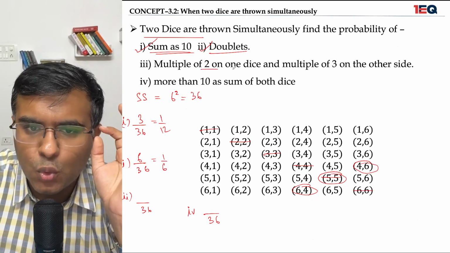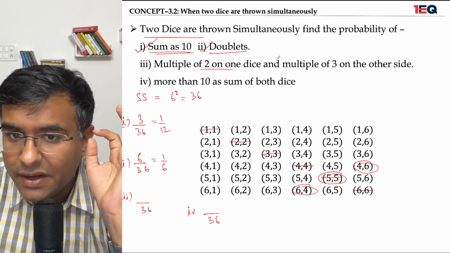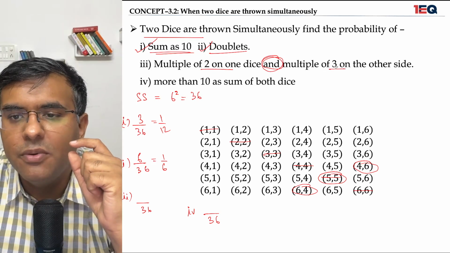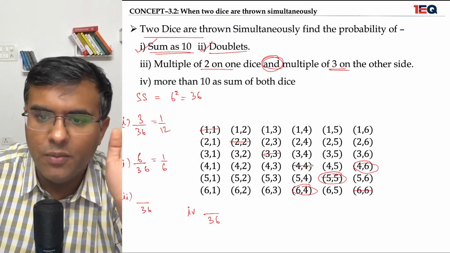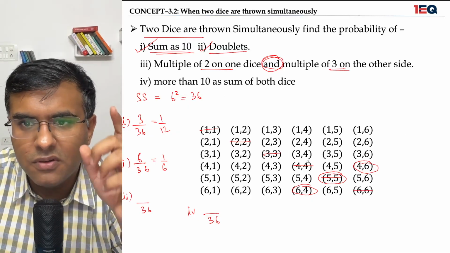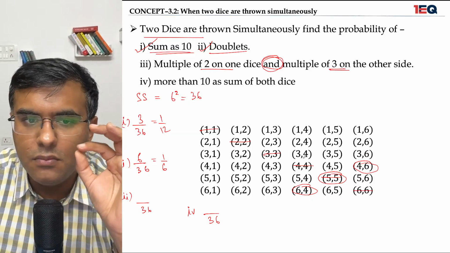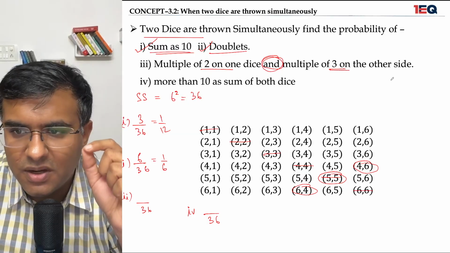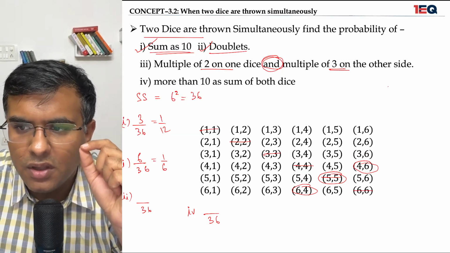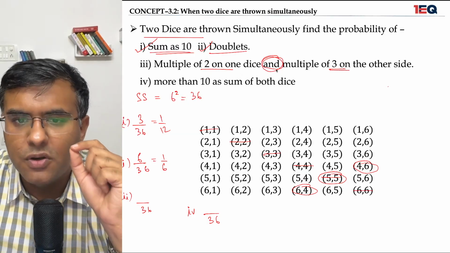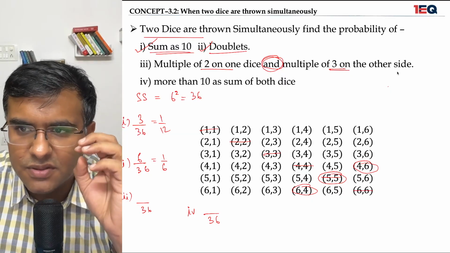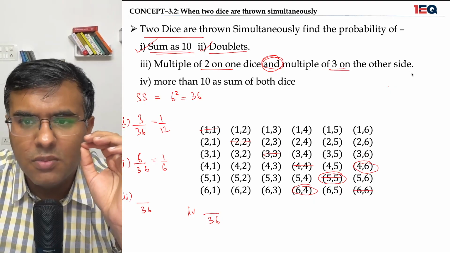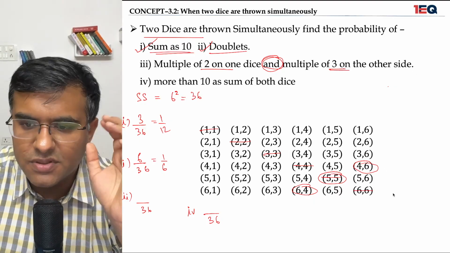A multiple of 2 on one die, and is the important catchword over here, and a multiple of 3 on the other die. When we are talking about the multiple of 3 on the other die, the number of multiples of 2 is going to be larger as compared to the number of multiples of 3. So it would be better if I check the multiples of 3.